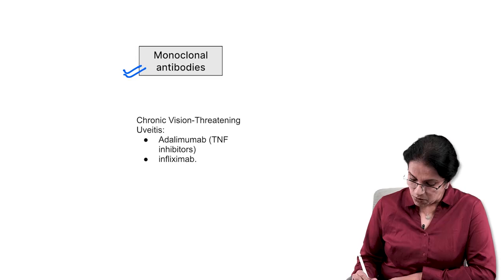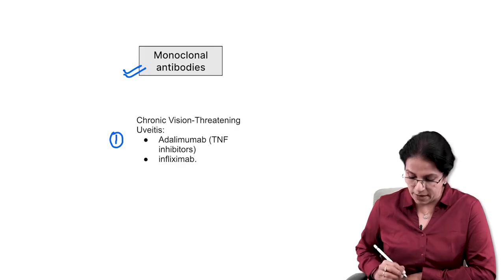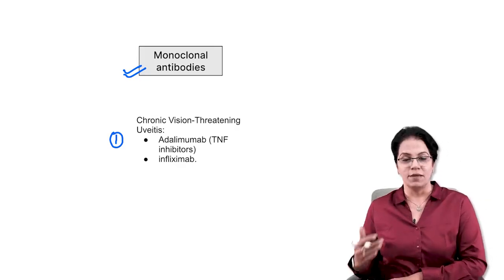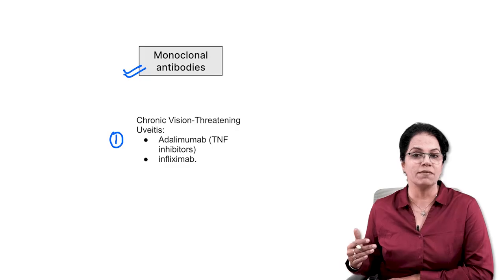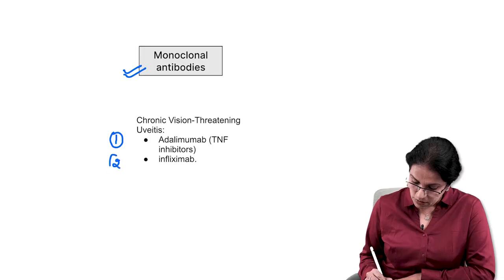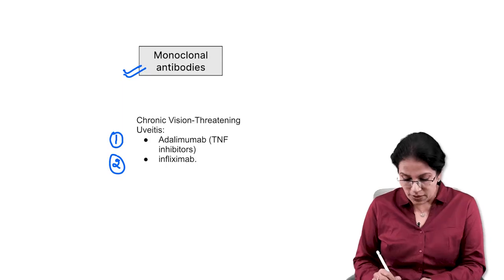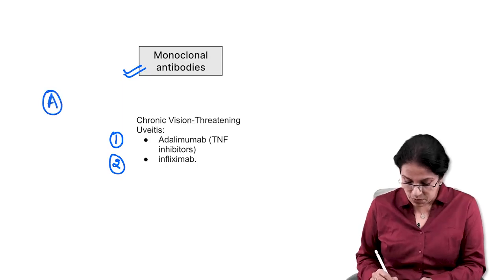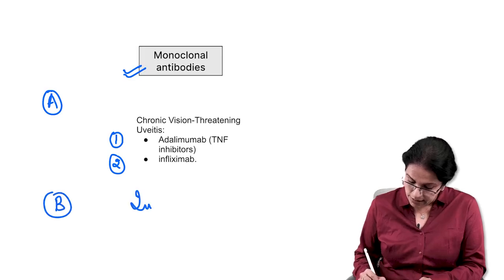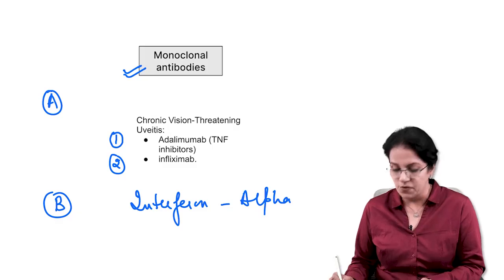So, the monoclonal antibodies that you can go for, number one, you will remember adalimumab. Okay, it's a TNF inhibitor. What is TNF? Tumor necrosis factor. And second is infliximab. So, adalimumab or infliximab. And apart from these monoclonal antibodies, one more thing that we will remember is interferon alpha. Another option can be interferon alpha. Okay? So, that was about managing anterior uveitis.